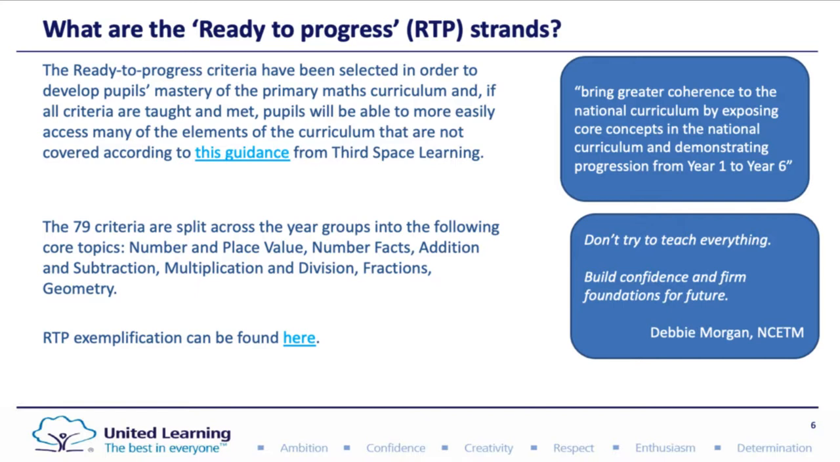So the 79 criteria are split across the year groups into the following core topics. You've got six topics: number and place value, number facts, addition and subtraction, multiplication and division, fractions and geometry. And there's another link here, which you can click on when you get the slides, and all the RTP exemplification can be found on the NCETM website.